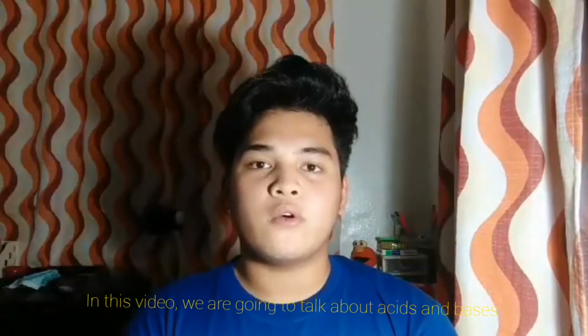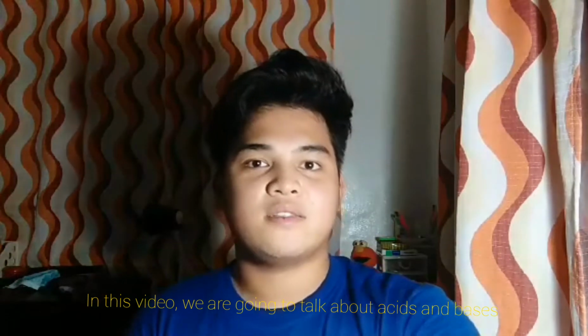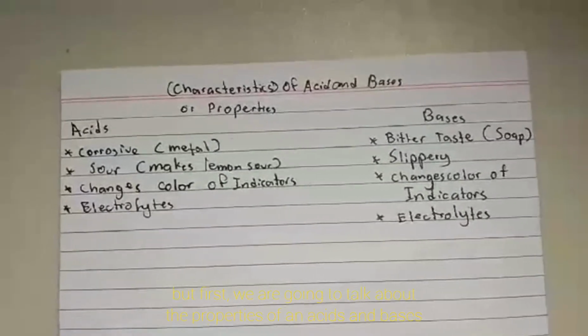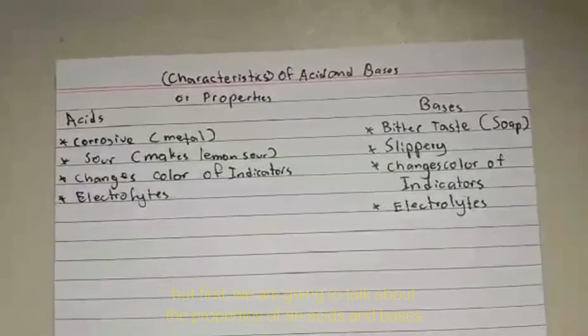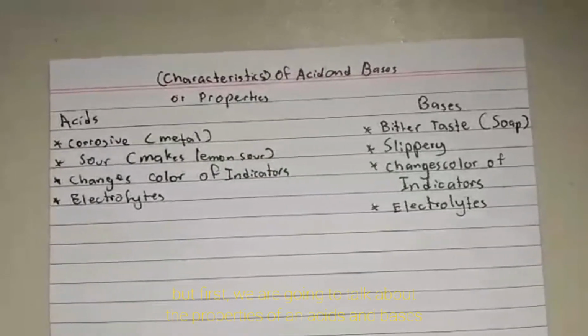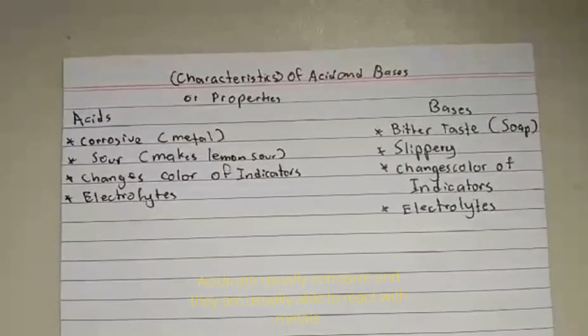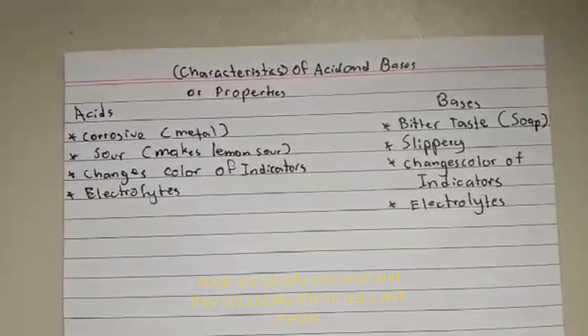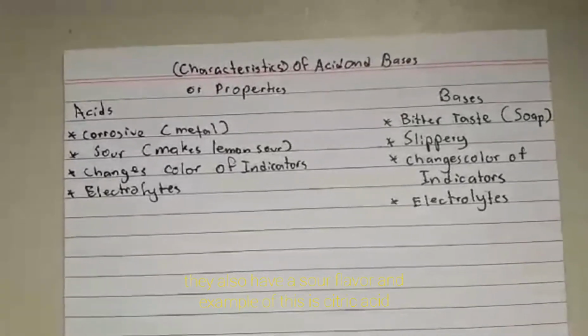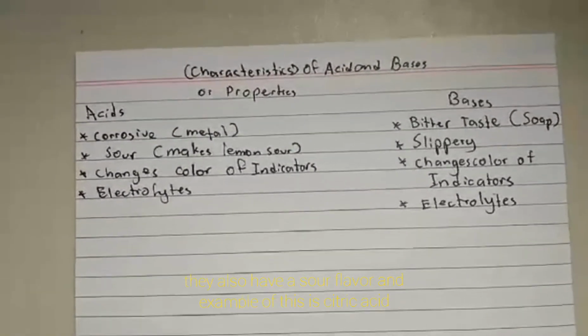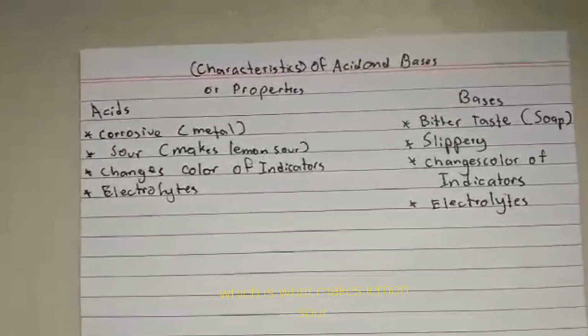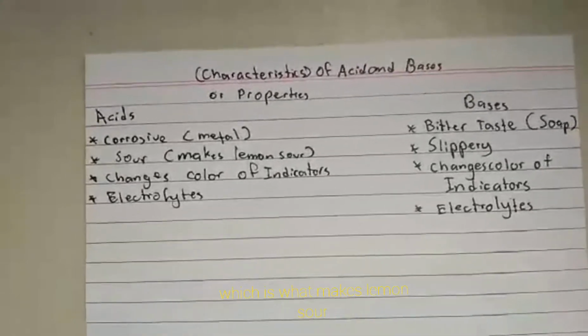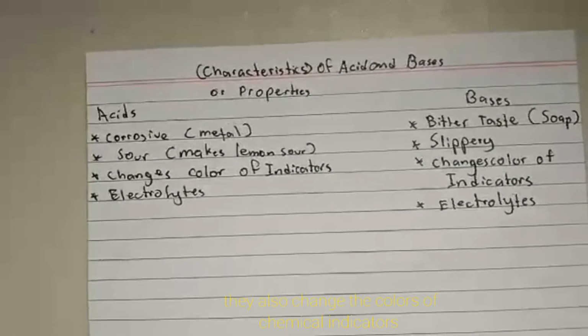In this video, we're going to talk about acids and bases. But first, we're going to talk about the properties of acids and bases. Acids are usually corrosive and they are usually able to react with metals. They also have a sour flavor. An example of this is citric acid, which is what makes lemon sour.